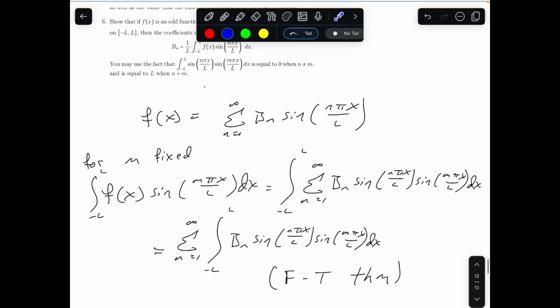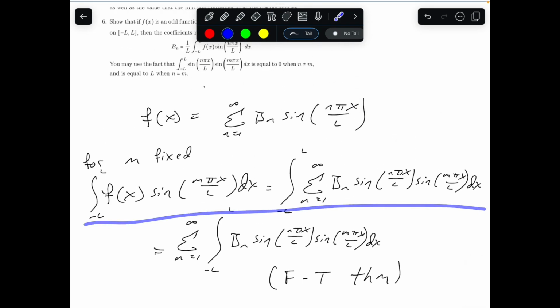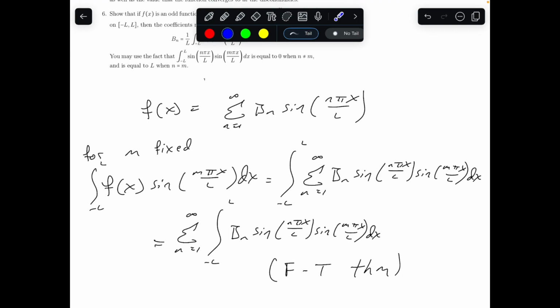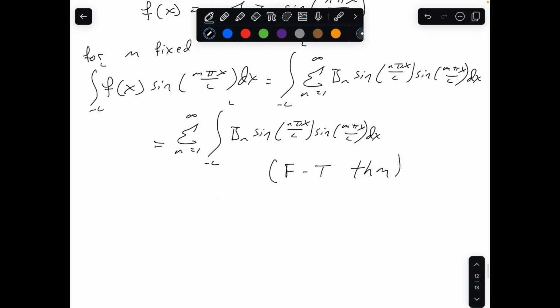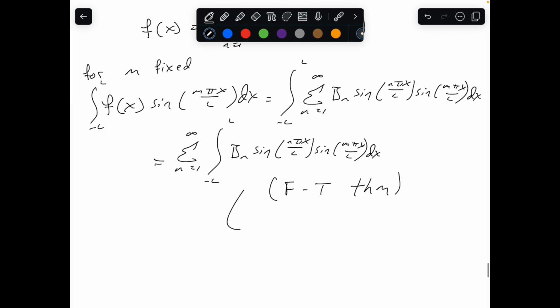Well, I guess the main important part is this first step right here, that you want to multiply and then integrate. And then from there, all of these integrals are either equal to 0 or, ignoring the b_n, if I factor out the b_n from there, it's equal to 0 or L, depending on if n is not equal to m or if n is equal to m.